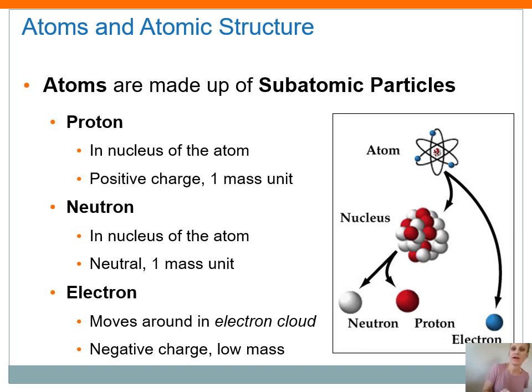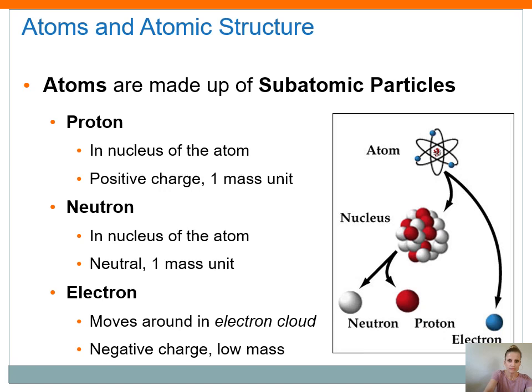Now, different kinds of atoms have different numbers of each of these. That's how they're different from each other. This is what makes a hydrogen atom different from a carbon atom. It has a different number of protons. Now, when we look at these subatomic particles, it's important that you understand the characteristics that go with each one of these.